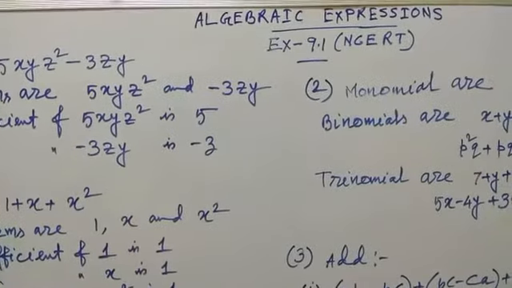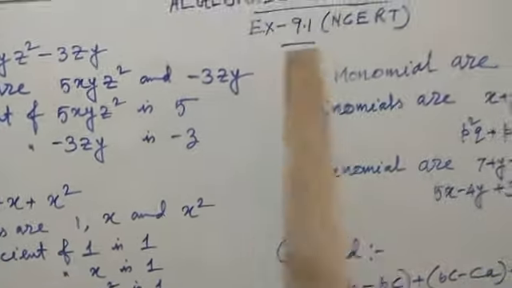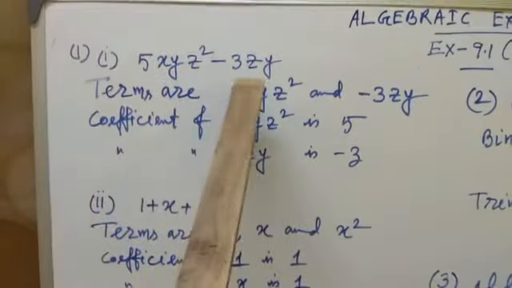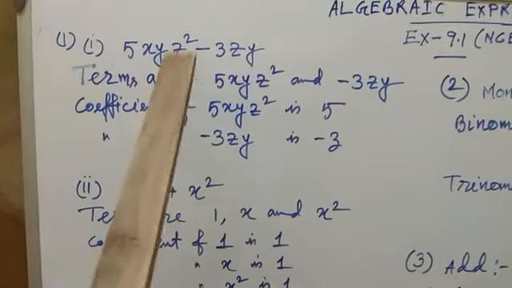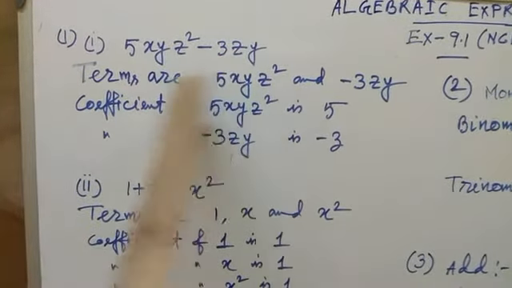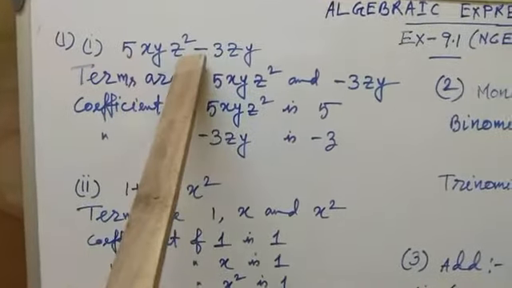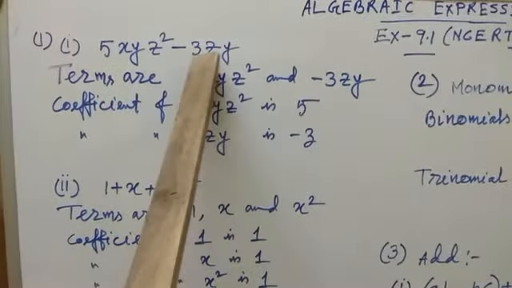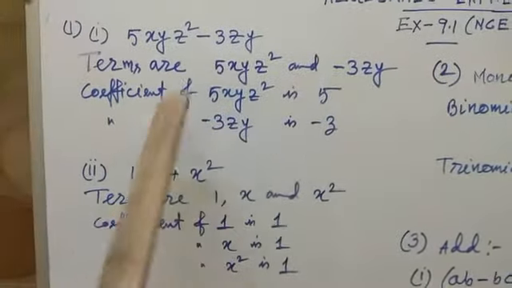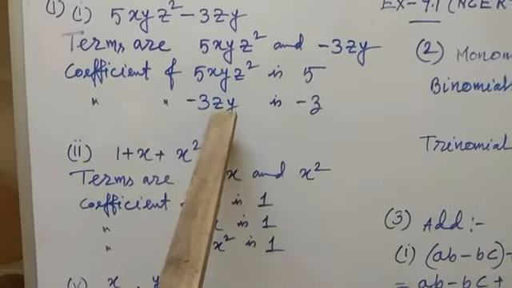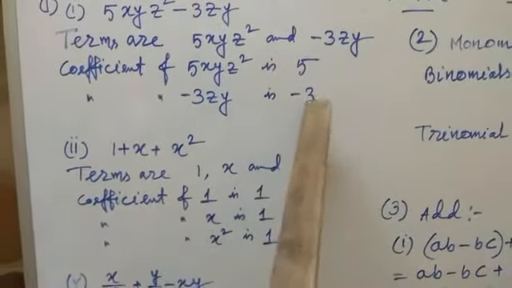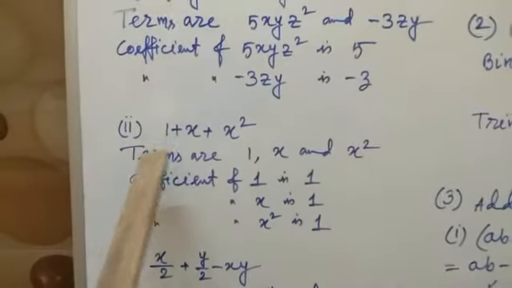Now I solve a few sums from exercise 9.1 NCERT. Question number 1, algebraic expressions are given. 5xyz square minus 3zy. Find the terms. The terms are 5xyz square, one term, and another term, minus 3zy. The coefficient of the first term is 5 and the coefficient of minus 3yz is minus 3.